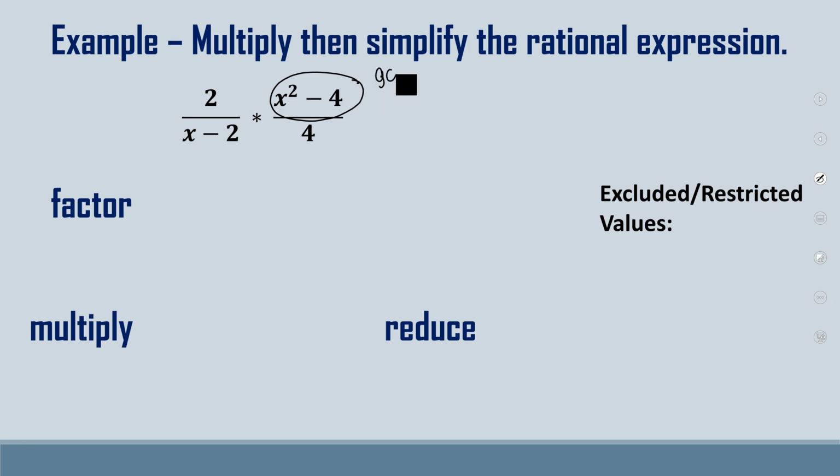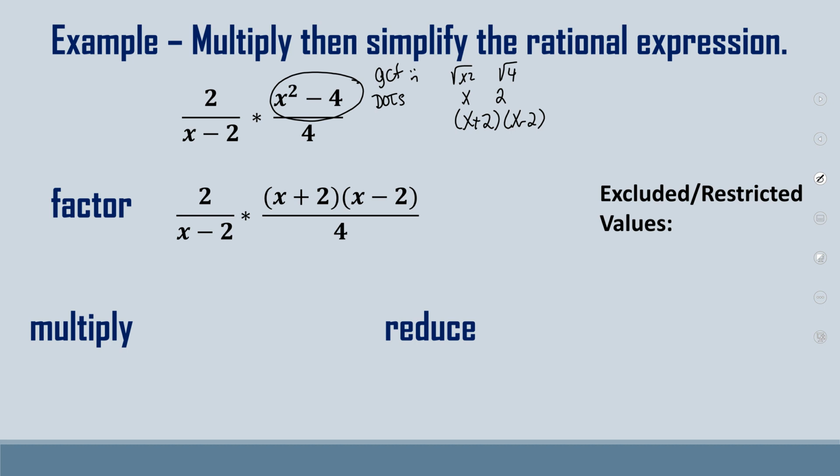So I'm first going to check for a GCF, which is a big fat no. And then next, because it's two terms, I'm going to look to see, is it a difference of two squares? Can I take the square root of x squared? Yep, it's x. Can I take the square root of 4? I sure can, it's 2. So those factors of the numerator will be an x plus 2 and an x minus 2. So here's everything factored. Original fraction multiplied by the factored numerator over the denominator of the second expression.